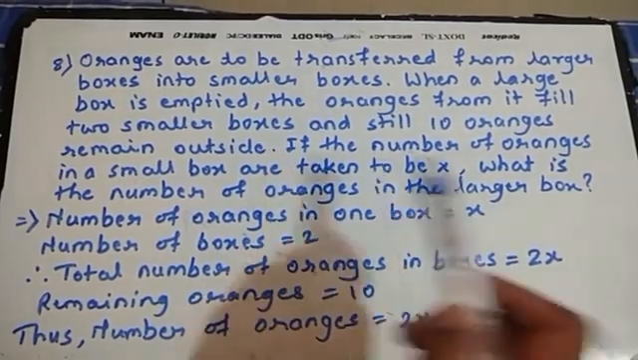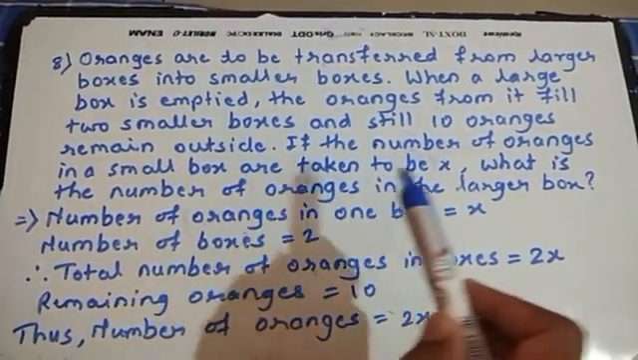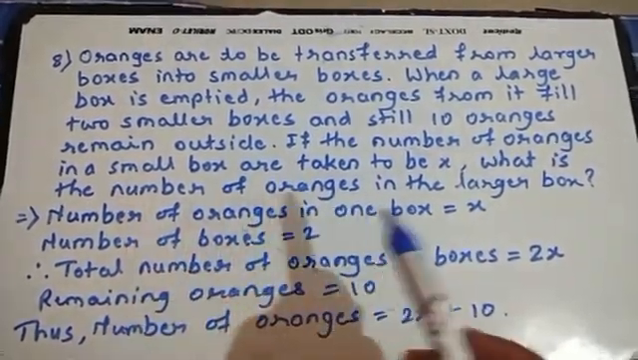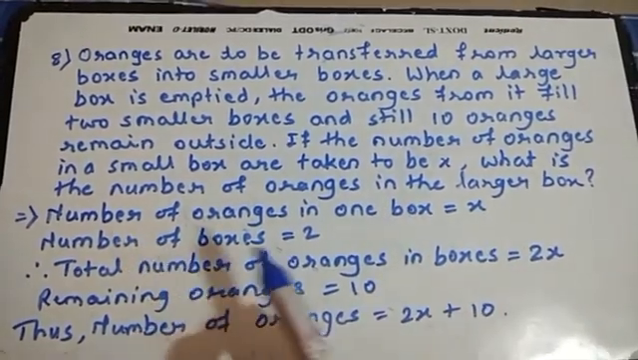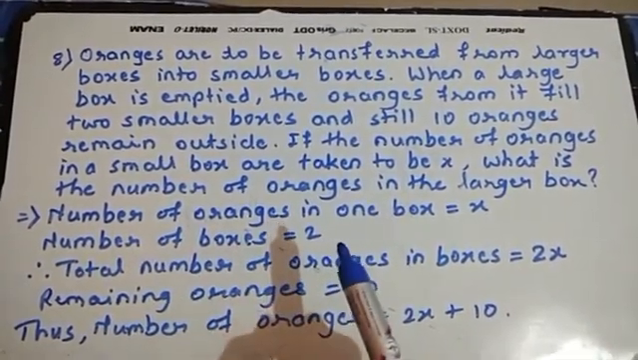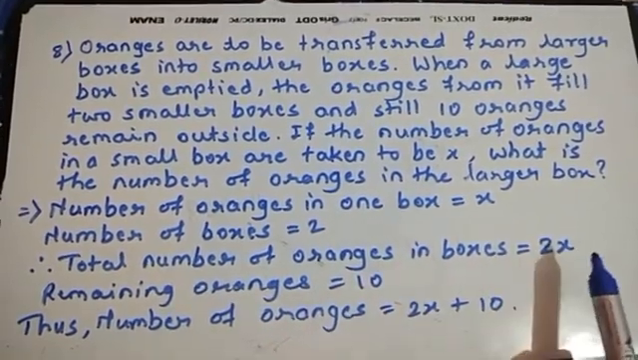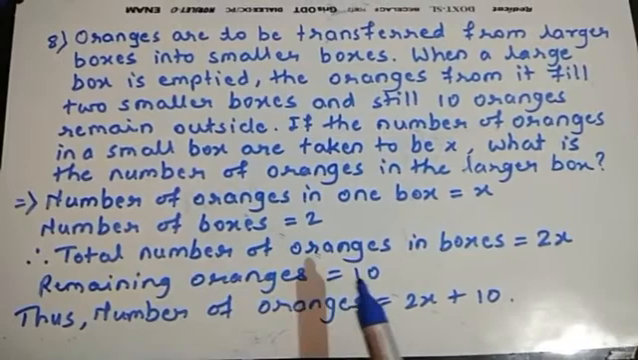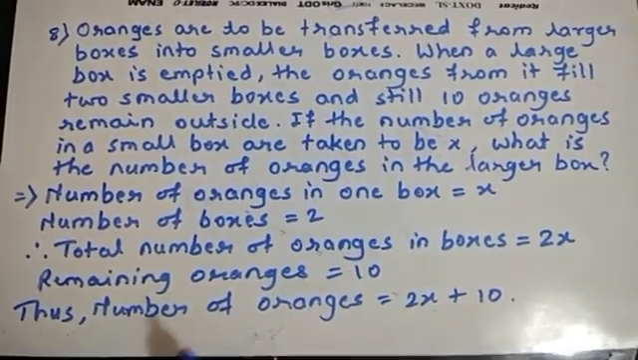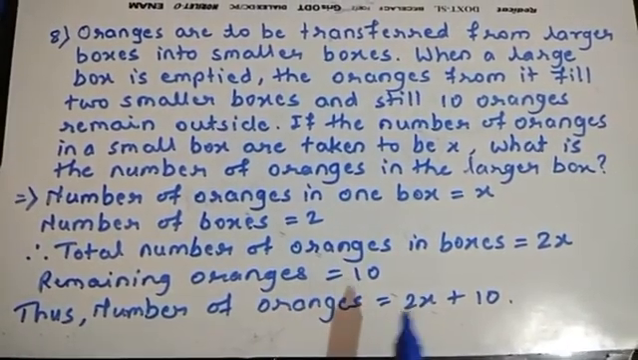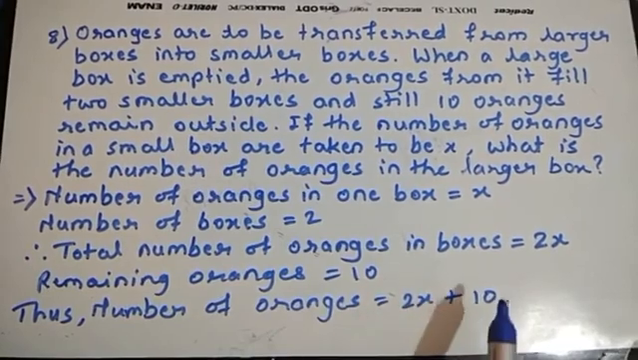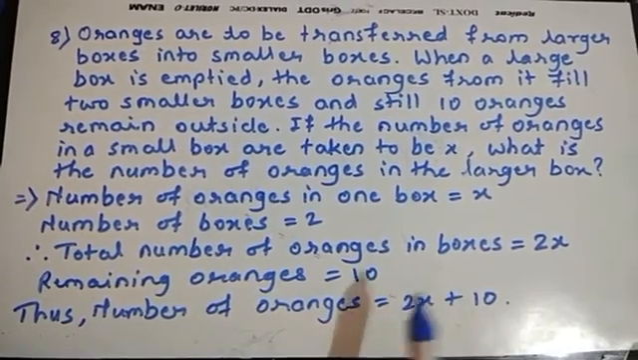Here, see, if the number of oranges in a small box is taken to be x, then the number of oranges in one box is equal to x. Therefore, the number of boxes is 2, yes or no? Therefore, the total number of oranges in the boxes is equal to 2x. As well as the remaining oranges also given, 10. Therefore, the number of oranges is equal to 2x plus 10. This is the total number of oranges in a larger box.